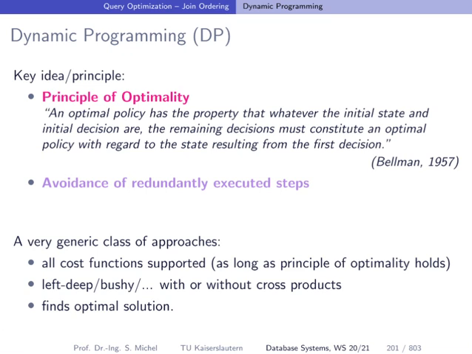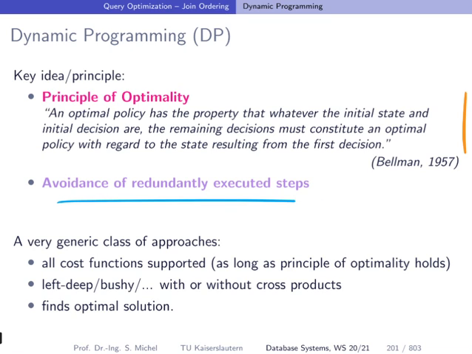Next, we will look at dynamic programming approaches to join order optimization. Dynamic programming is based on the principle of optimality formulated by Bellman in 1957, which states the following. Here you can read that. We will go into detail on the next few slides and see what that really means for our join ordering problem. The idea here is that if you have an optimal solution, then this optimal solution consists of optimal subsolutions for the corresponding subproblems. And this is very easy to see, what that actually means for our join ordering problem.